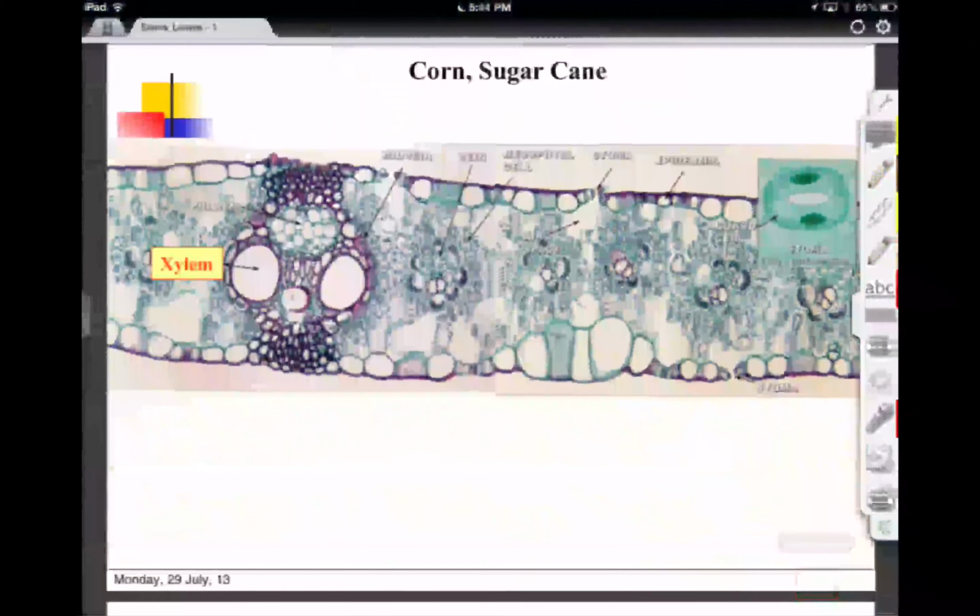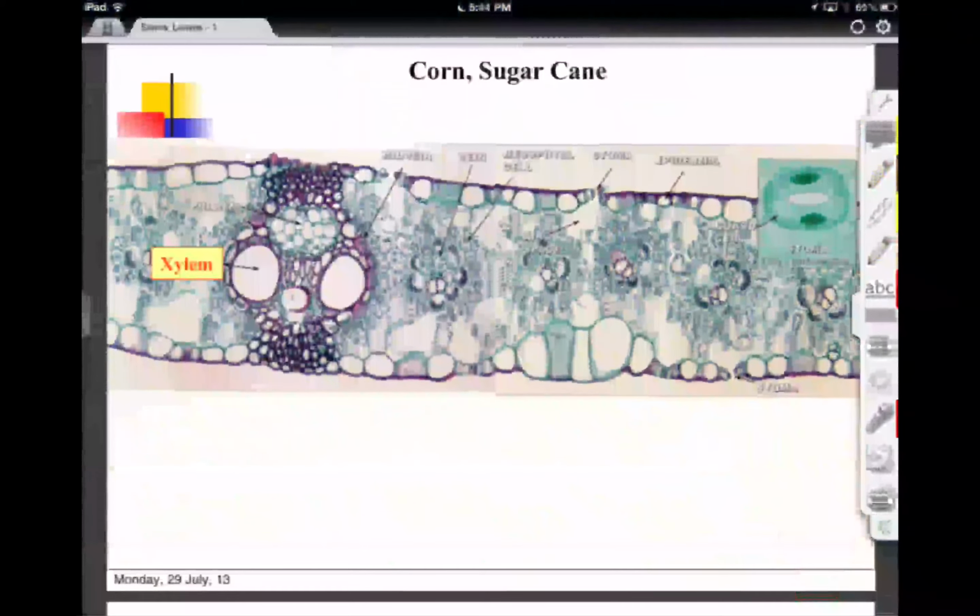And I think I went on to label this. There's your xylem, and there's your phloem towards the outside. So I was being kind of supportive there. And your epidermis, pointing out your stomata on the lower surface. It's good to know.